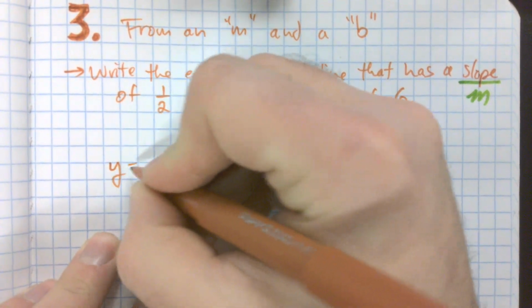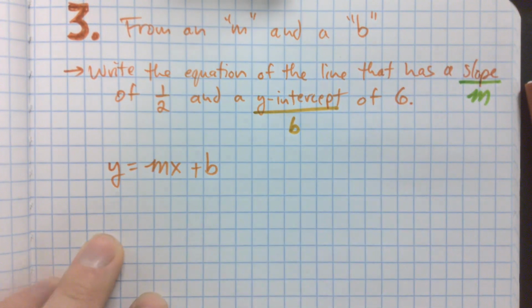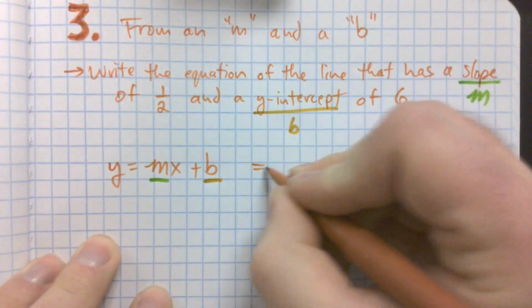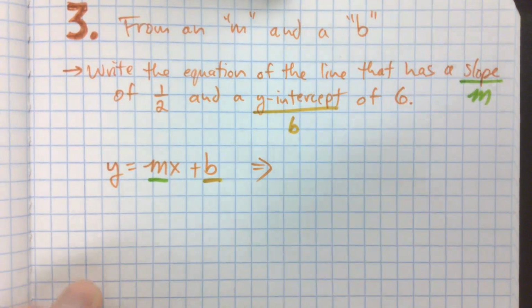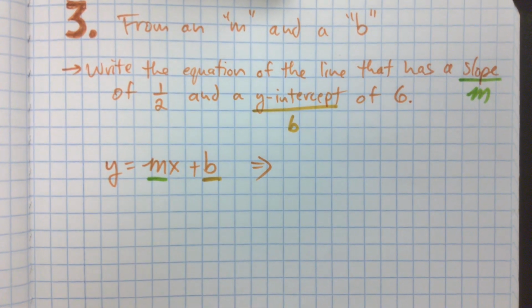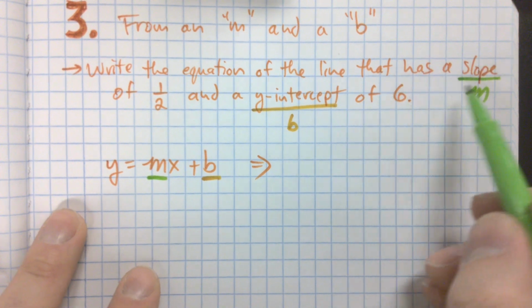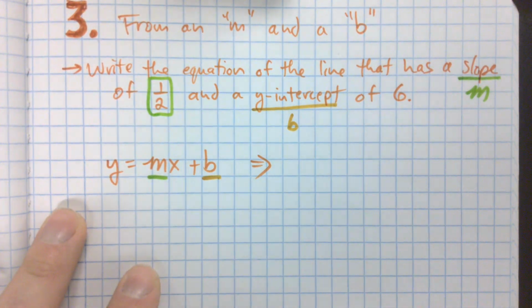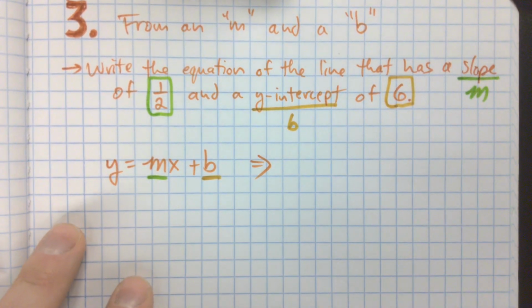So if we're writing in the form y equals mx plus b, we take out the m, we take out the b, and in this situation, what's my m going to be? Let's read it again. Yep, slope of 1/2. There's my m, and what's my b? 6. Y-intercept of 6.